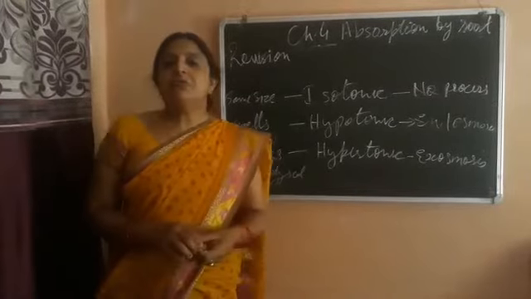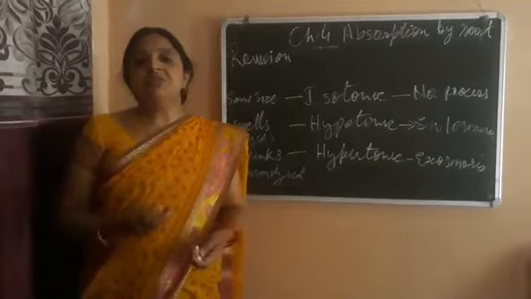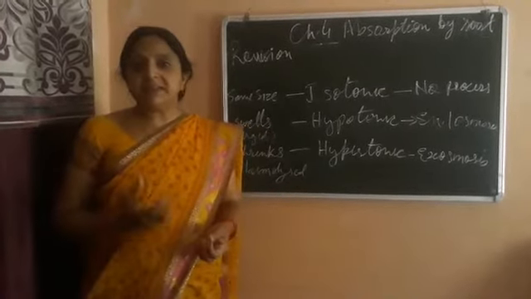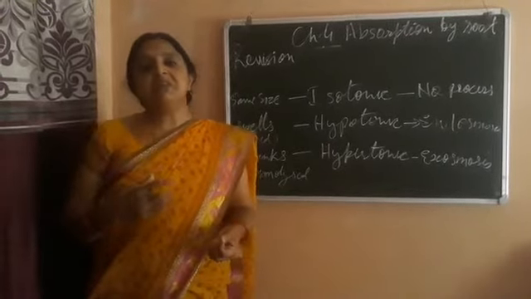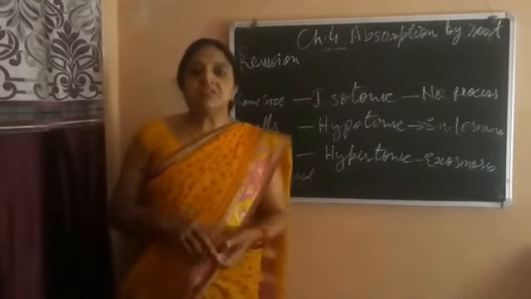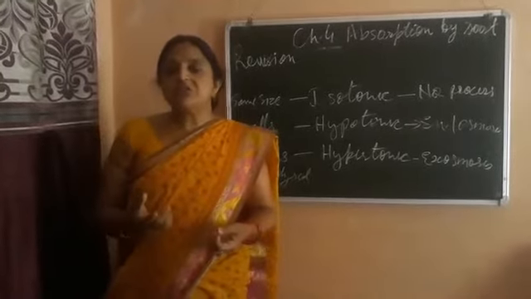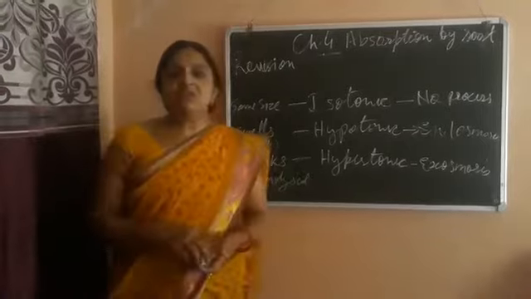First of all, you have to learn the three definitions of osmosis, diffusion and imbibition. Imbibition is the absorption of water by the dead cells. And diffusion is the movement of the particles from its higher concentration to its lower concentration. And osmosis is the movement of the water molecules from its higher concentration to its lower concentration through the semi-permeable membrane. And one more definition is also there.